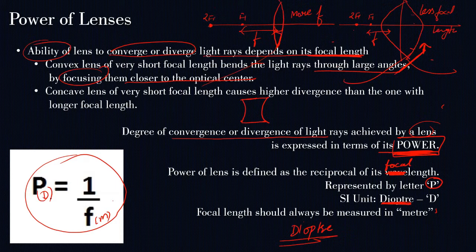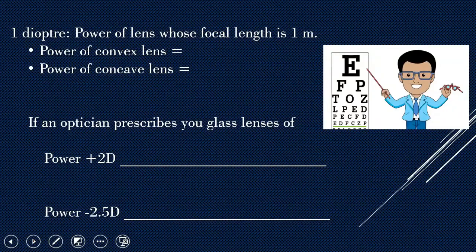Understood? Now, what do you mean by 1 diopter of power? 1D always means the power of a lens whose focal length is 1 meter. When the focal length is 1 meter, we know 1 upon 1 is going to be 1. So this is going to be 1D.